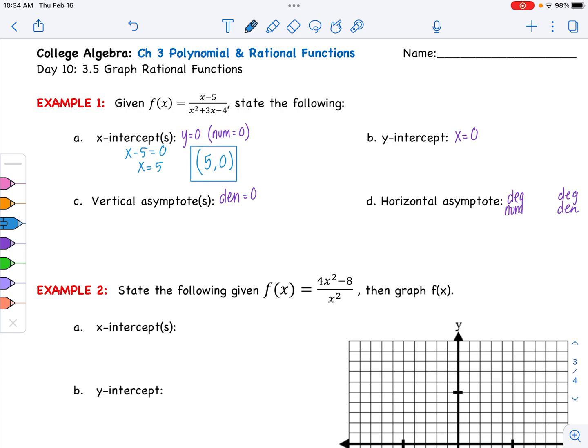Y-intercept, set x equal to 0, f of 0, we're inputting a 0 everywhere we see an x. Should we do proper parentheses? A lot of that will simplify, so we're left with 5 over 4. That means we will cross at 0, 5 fourths.